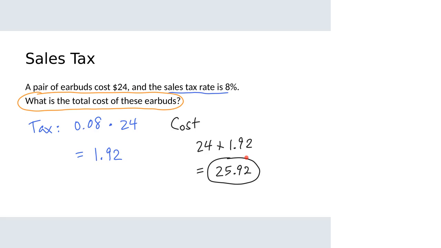Take 30 seconds and go back and reread the question and say, wait a minute, did I answer the question that I was asked? It'd be a shame to find the tax correctly and have $1.92, put that in as an answer and have it scored incorrect because that wasn't what the question was asking for. So just a little heads up to make sure you answer the question that's being asked. If this said, how much is the sales tax? $1.92 is our answer. But because it said, what's the total cost? We had a little bit more work to do.